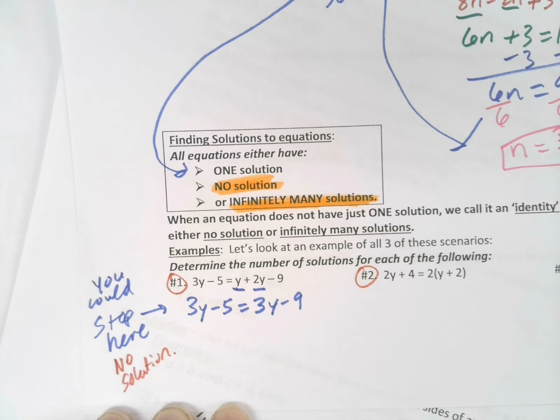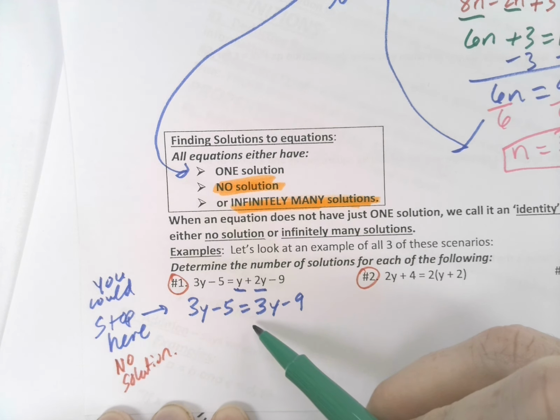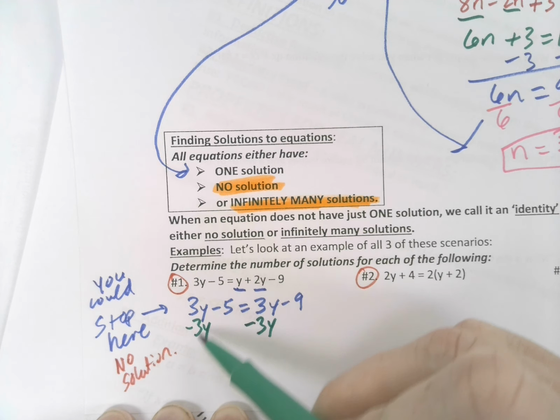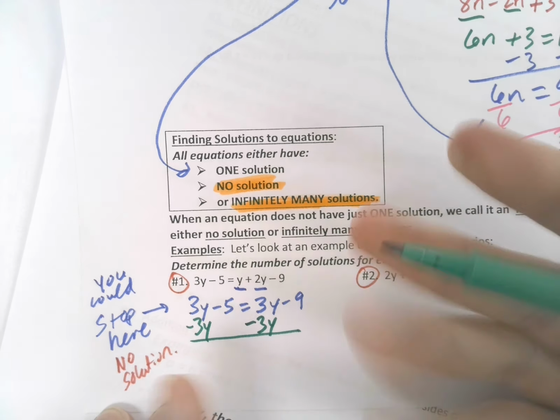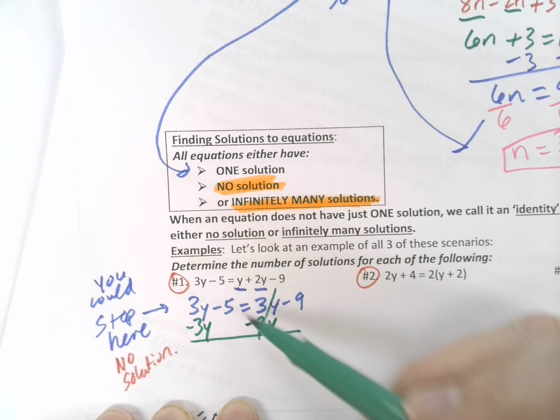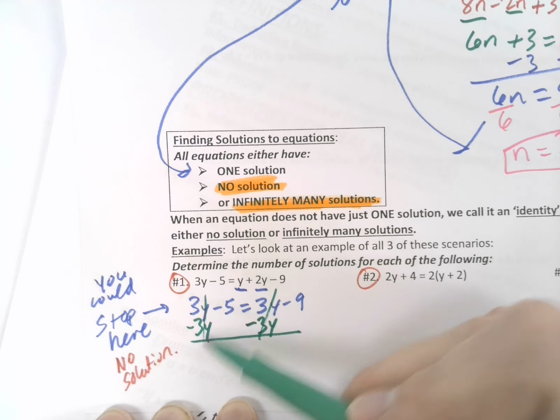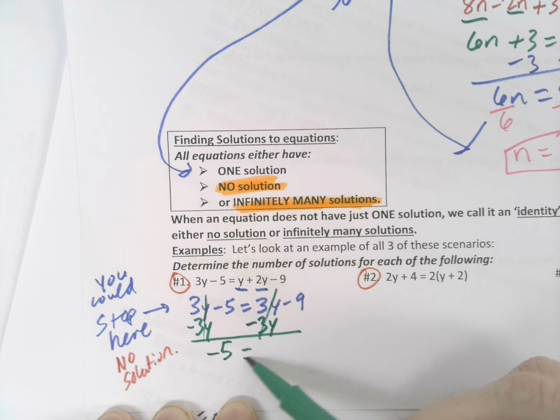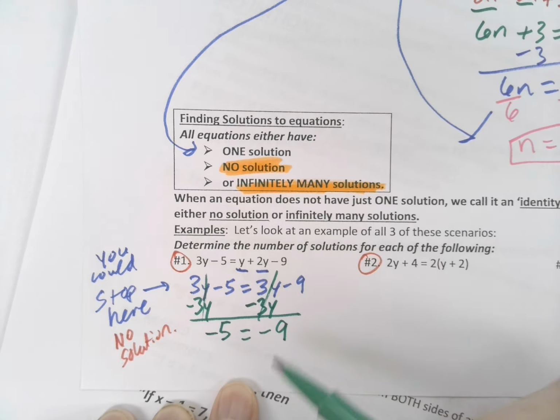But I know some of you guys are probably going to want to keep working just to double check. So try it. Combine these variables. Move that 3y over, doesn't matter. Well, guess what? That 3y minus 3y disappears. You're left with negative 5 equals negative 9.